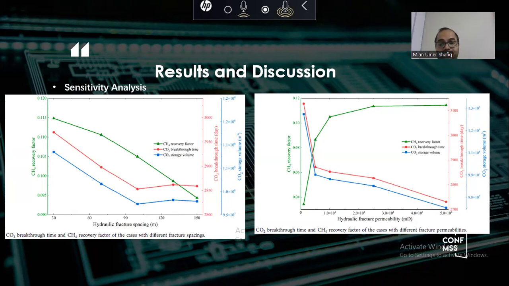But if you come to the next figure on the right side, it shows that with the increase of hydraulic fracture permeability, the breakthrough, shown by the red line, moves from 2,872 up to 2,616 days. So the difference is 256 days altogether, when the storage volume is reduced by 19.8%. That's what the figure shows.